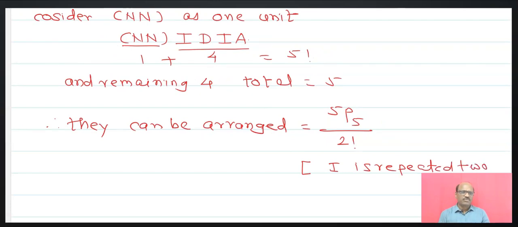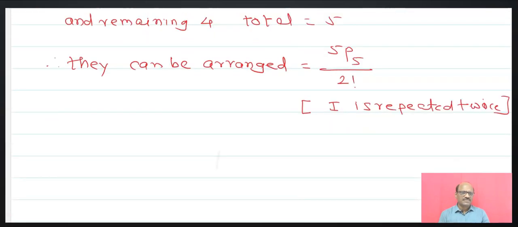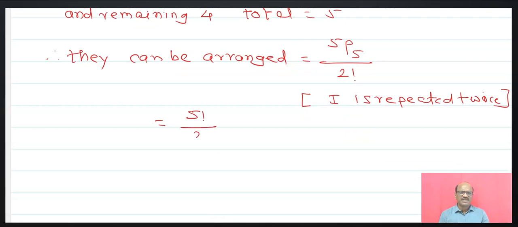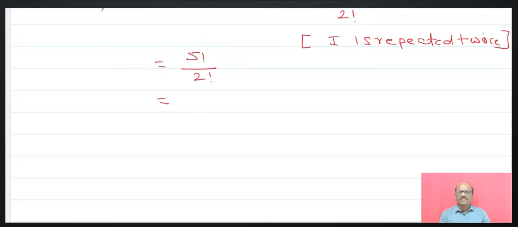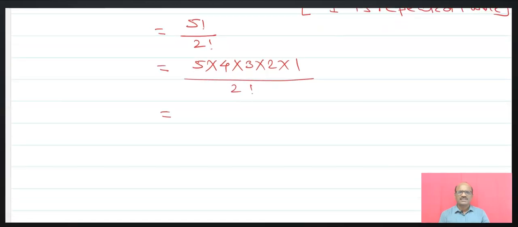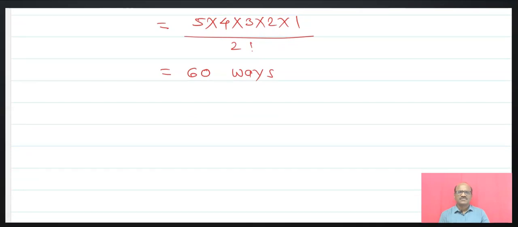That is 5P5 upon 2 factorial. I is repeated twice, therefore it is divided by 2. That is 5 factorial upon 2 factorial, and this can be written as 5 into 4 into 3 into 2 upon 2, these 2 get cancelled. That's why you are getting 60 ways in which they are together.